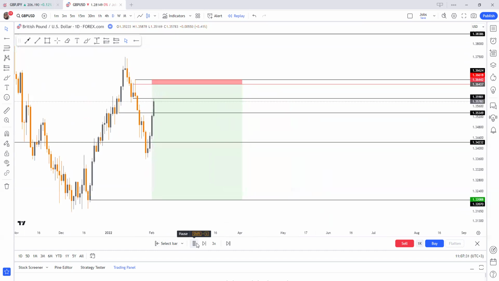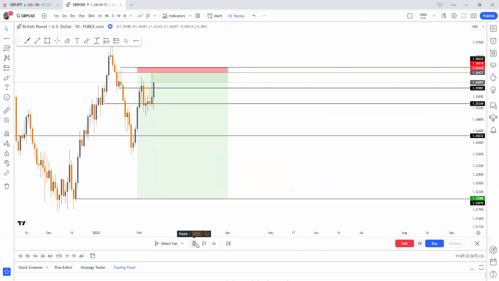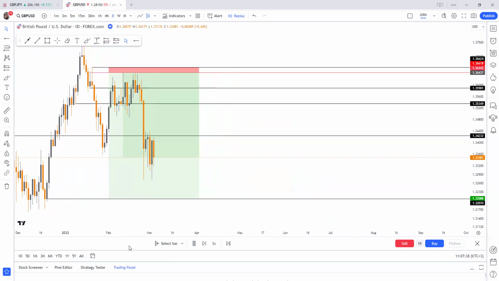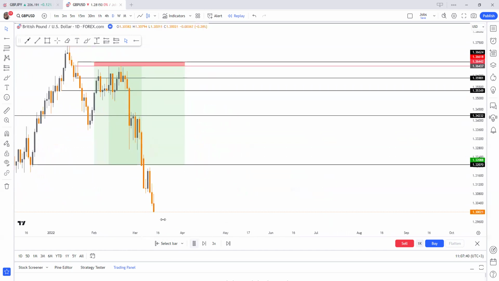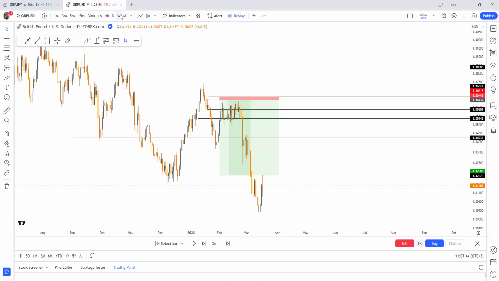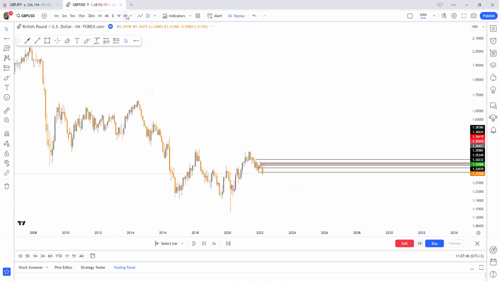Let us play and wait for price. So price came to tap, and again it tapped multiple times, then dropped to the downside. After dropping, we still have some more movement to be held. So we go back maybe to the monthly time frame.